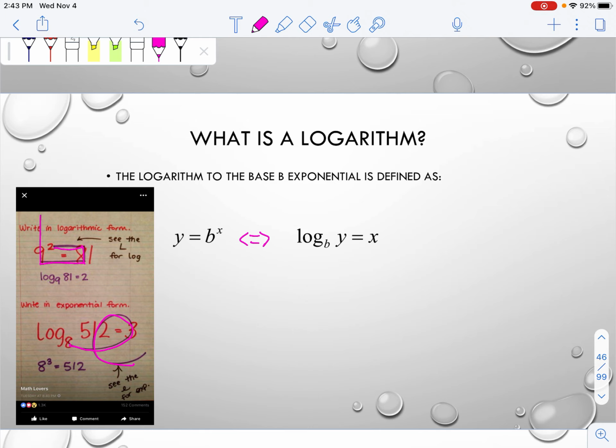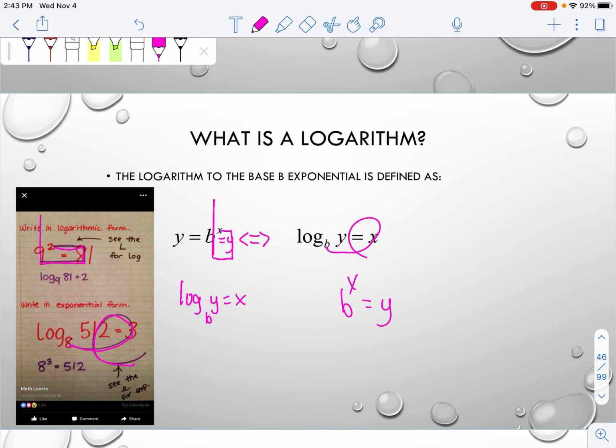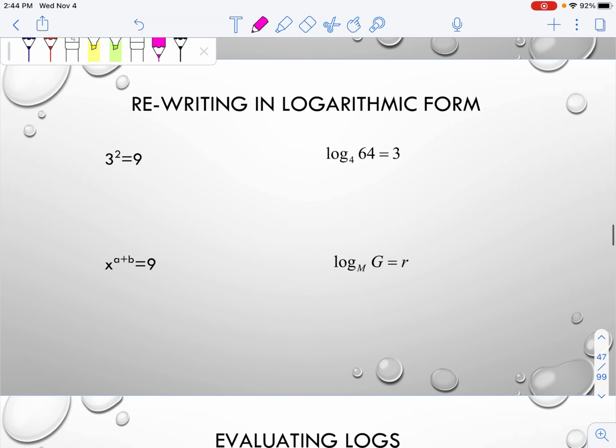So essentially, this is a back and forth way to see logs as equivalent to exponentials and vice versa. So b to the x equals y. Here I'm going to put the y on this side and then do log base b of y equals x. That did not look like an L. Log base b of y equals x. So you can see that is that and that is that. These go back and forth. That's essentially what we're going to practice today, just going back and forth from log to exponential, exponential to log.